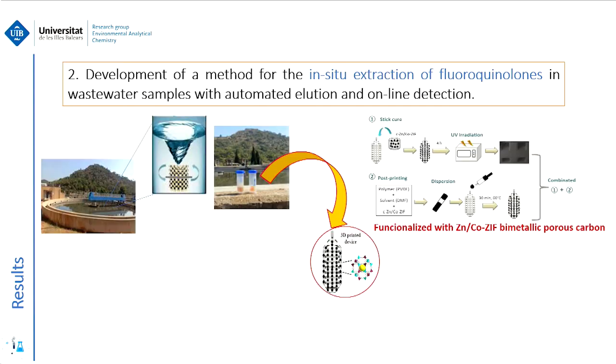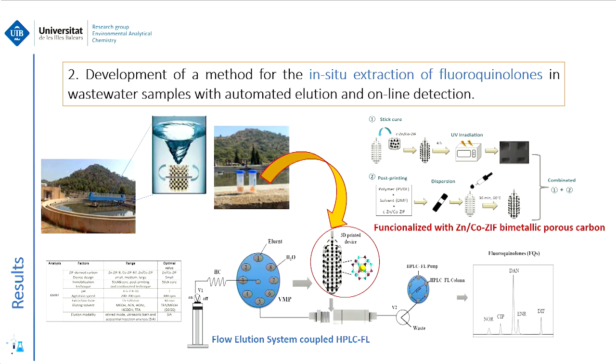With this, we can determine different compounds. The other example utilizes the same principle, but in this case we use an automatic system. That means we take this device and put it in an on-flow elution system which is coupled to the HPLC. That is another option.